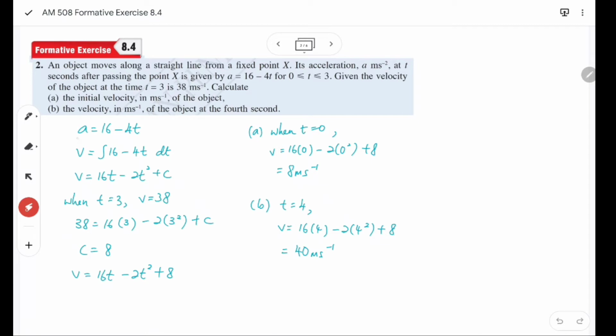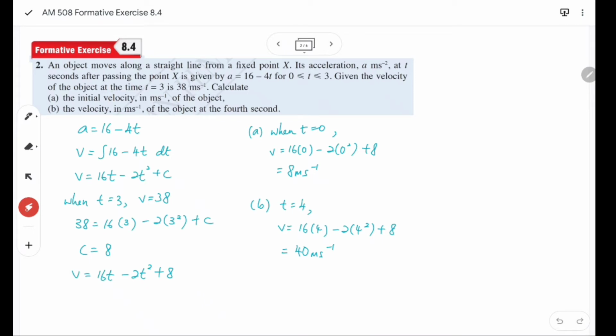So we are given the function of acceleration. We need to get velocity. So we integrate 16 minus 4t with respect to t. We get v equals to 16t minus 2t squared plus c. We have only the velocity when t equals to 3. So, substitute in, when t equals to 3, v equals to 38. Therefore, 38 equals to 16 times 3 minus 2 times 3 squared plus c. So, from here, we get c equals to 8. So, the complete function of v is v equals to 16t minus 2t squared plus 8.